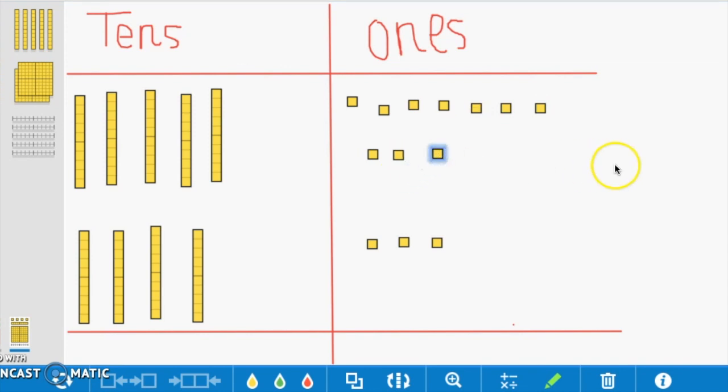And this can be shown by drawing a line through each of these that represent the 3 that we are subtracting. So 1, 2, and 3, which leaves us with 1, 2, 3, 4, 5, 6, and 7 left in the ones place.